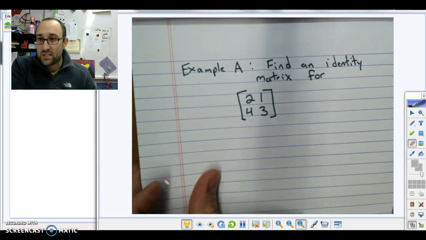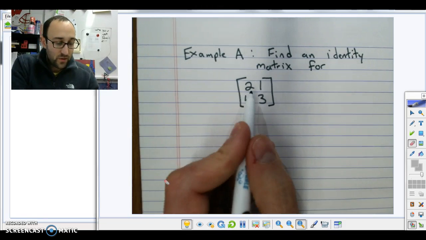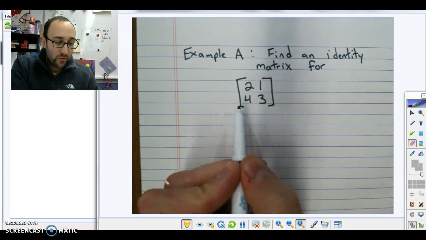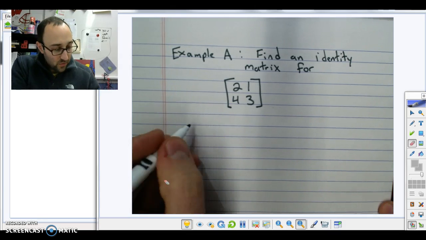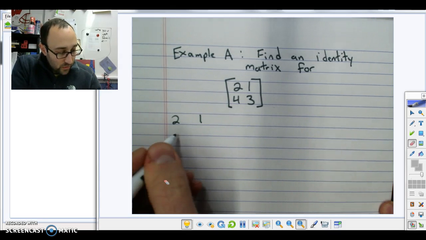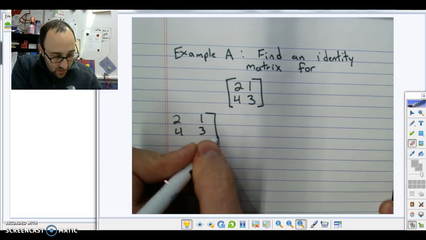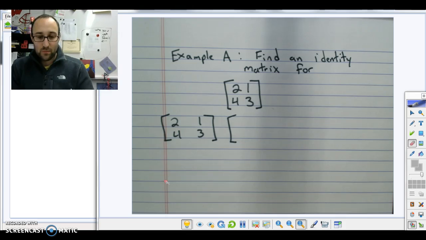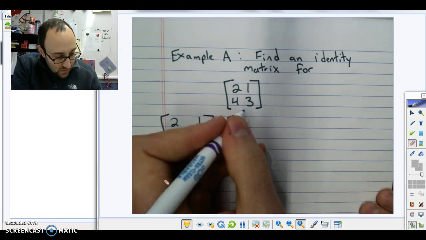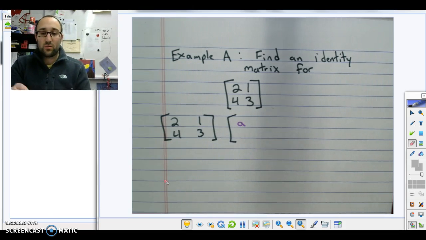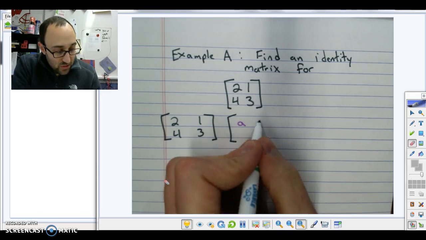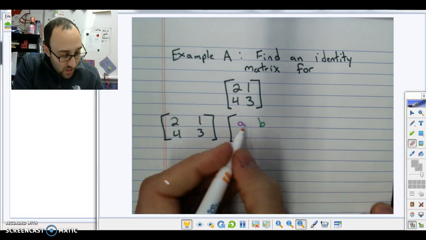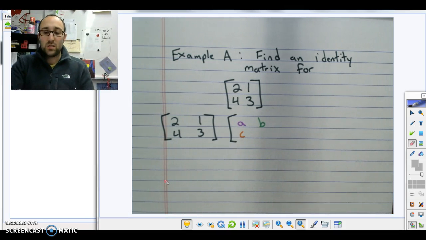It says find the inverse of the matrix 2, 1, 4, 3. It's not 21, 43. It's 2, 1, 4, 3. So the first thing we have to know is that we're going to take this matrix, 2, 1, 4, 3, and multiply it by something. We don't know what that something is, or what number each letter represents, so we're going to call it A, B, C, D and keep them all as variables.